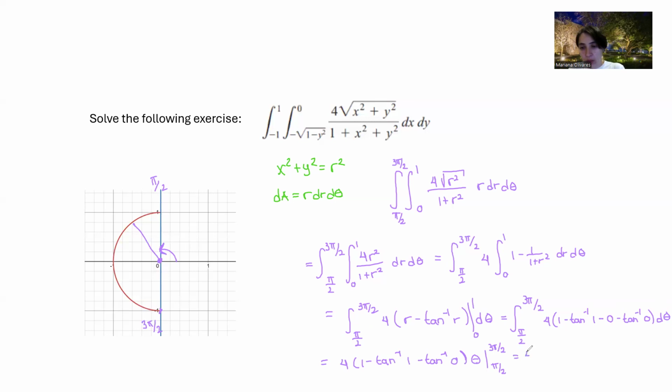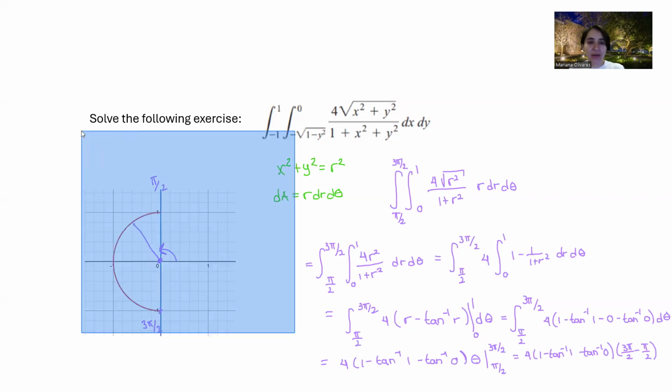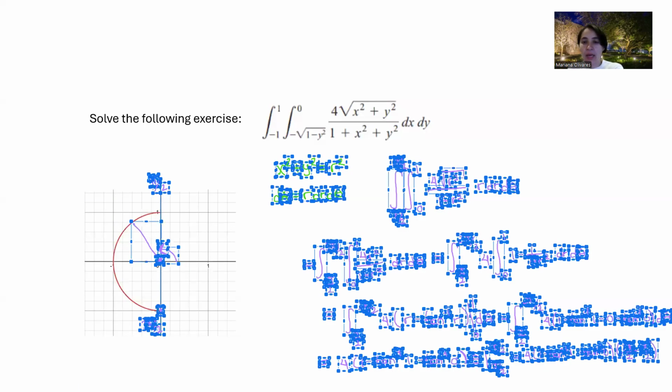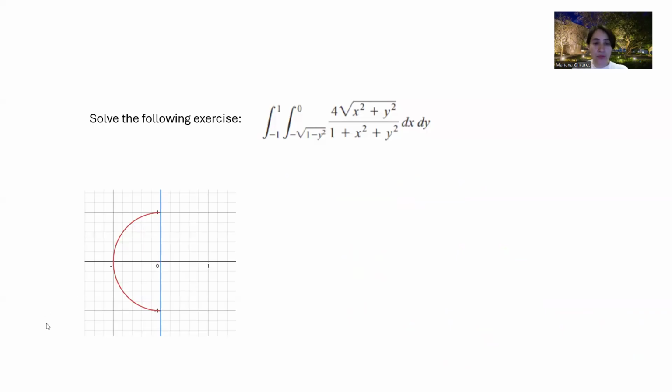And we're almost done. We evaluate the highest limit, and we subtract the evaluation of the lowest limit. And with that, we're done. You can get a numerical value, just put all this in the calculator. Remember to use radians in order to not lose points, and everything is fine, right? So let me erase this again, and let's go to the next exercise.